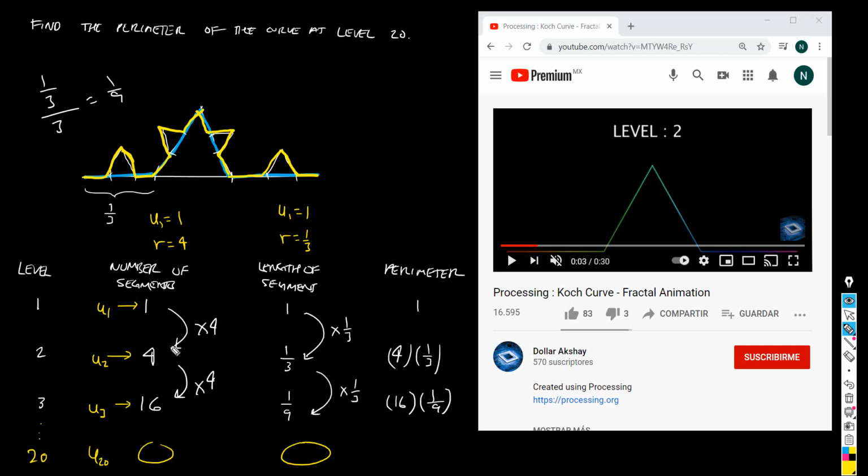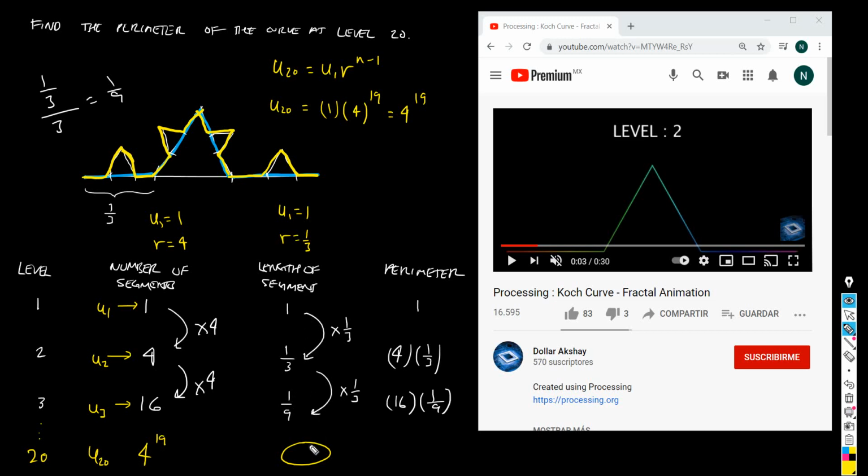U20 for this one is going to be U1 times the ratio raised to the n minus 1. So it's going to be 1 times 4 to the 19, which is just 4 to the 19. That's it, guys. This term in here is 4 to the 19. So 1, 4, 16, and so on. And for the 20th level, we have 4 to the 19. And the same idea here.